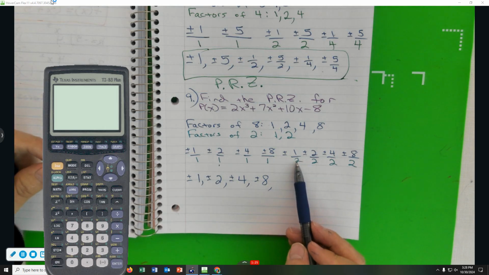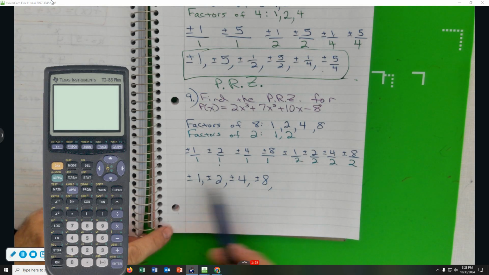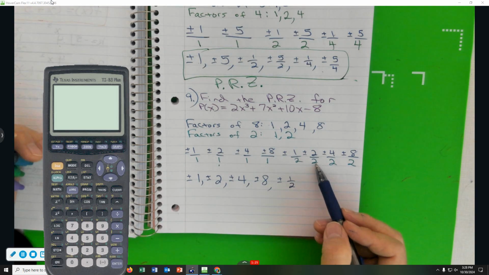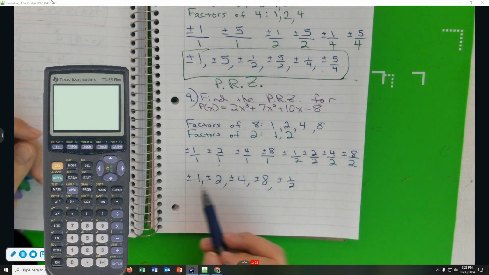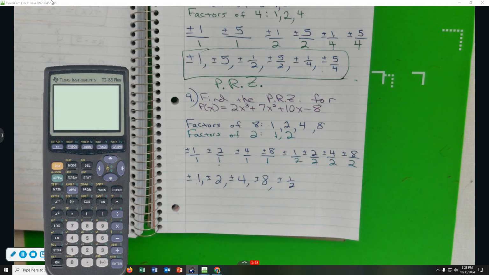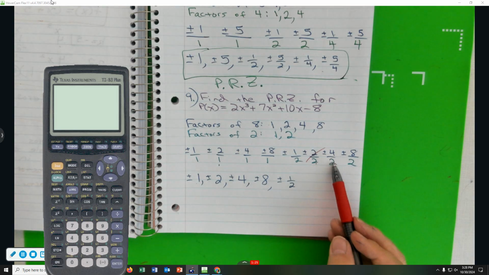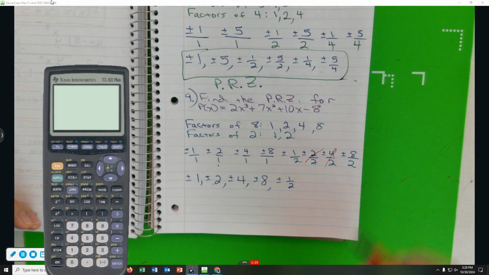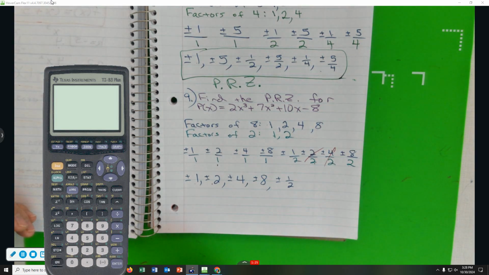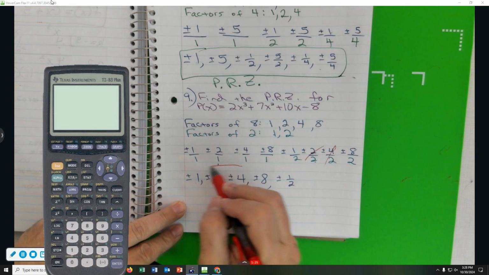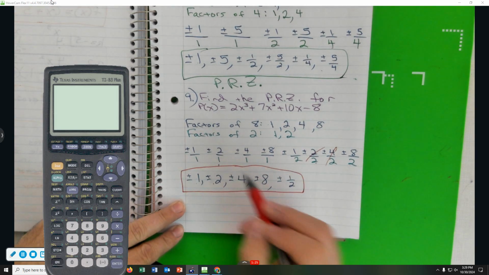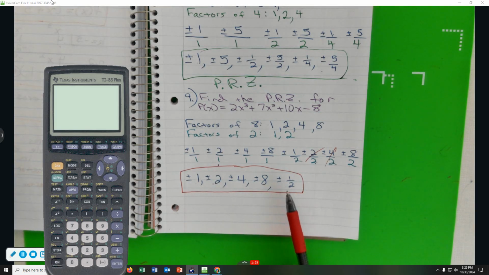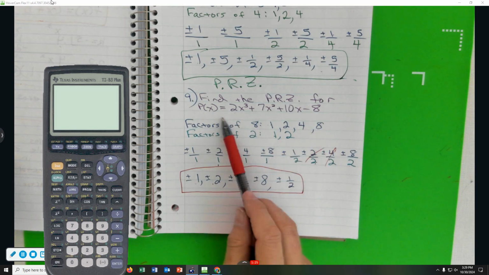Now, 1 over 2, that's 1/2. We don't have 1/2 listed yet, so let me write it down. What about 2 divided by 2? 1, we already have it, so I don't need to worry about that. What about 4 divided by 2? 2, we already have that listed. 8 divided by 2? 4. Look at this. Out of infinitely many numbers, there are only 10 possible numbers that can make that function equal 0.